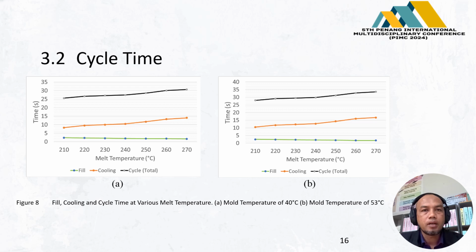Figure 8 depicts the simulated results for different mold temperature values. As melt temperature increases, fill time decreases in both scenarios. Conversely, cooling time increases with higher melt temperatures, consistently exceeding fill time. A mold temperature of 53 degrees Celsius requires a longer cycle time compared to 40 degrees Celsius, mainly due to the extended cooling period.